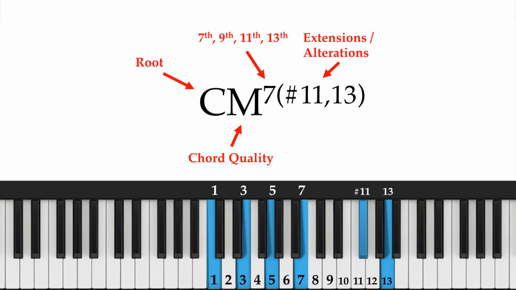Some people, instead of a comma, will write a slash like this, and you might see the numbers written on top of each other like this. So you have the 13 and then the sharp 11 below it. The larger numbers will always be written on the top.